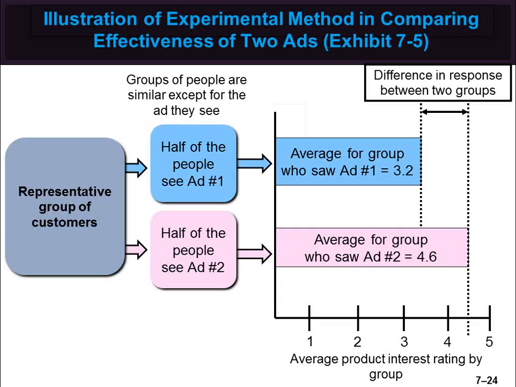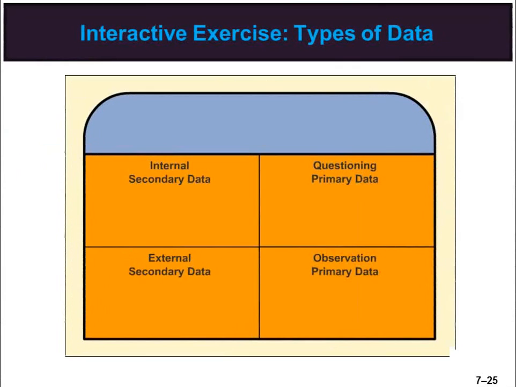Syndicated research shares data collection costs. A combination of research methods may be needed. Understand the costs and benefits of the research. Four types of data: internal secondary data, questioning primary data, external data, observation primary data.